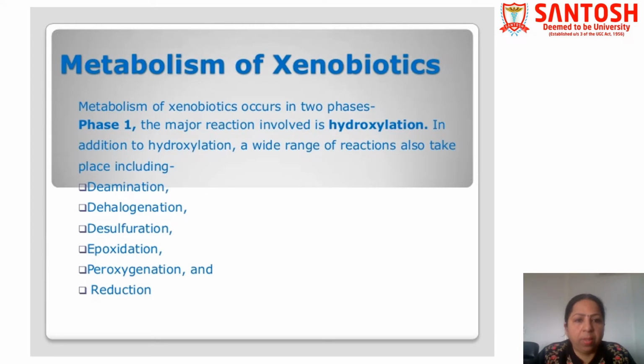Metabolism of xenobiotics. For a better understanding of the fate of xenobiotics once you take them into your body, intentionally or accidentally, and how the body treats them, the process of metabolism has been divided into two phases. In phase 1, the major reaction involved is hydroxylation. In addition to hydroxylation, a wide range of reactions also take place, including deamination, dehalogenation, desulfuration, epoxidation, peroxygenation, and reduction.